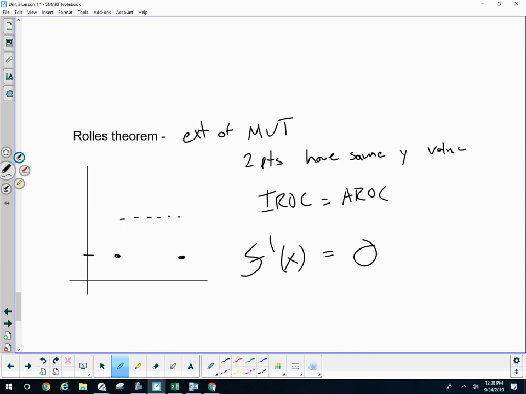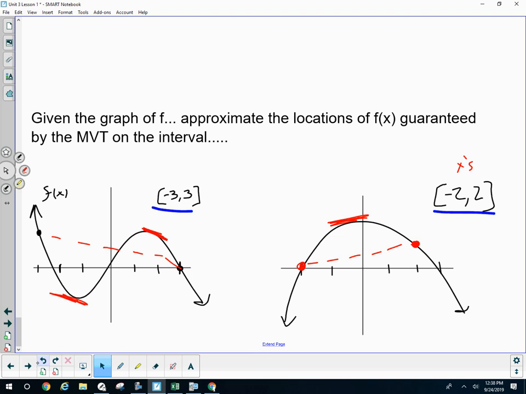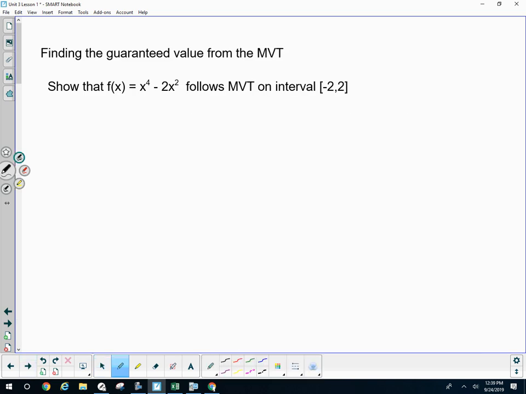Okay? So no matter how I connect these 2 points, as long as it's smooth, no sharp points, I'm guaranteed to have tangent slope giving me that same slope of that secant. Okay? Here we go, let's do some problems. This first one, we'll find ends up following Rolle's theorem. So I want to show that the function follows the mean value theorem on the interval.